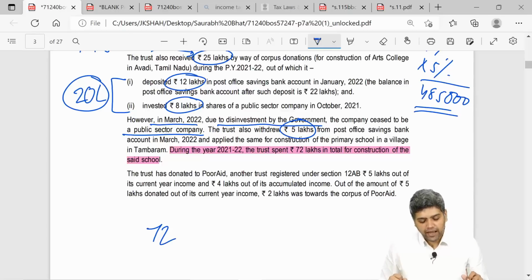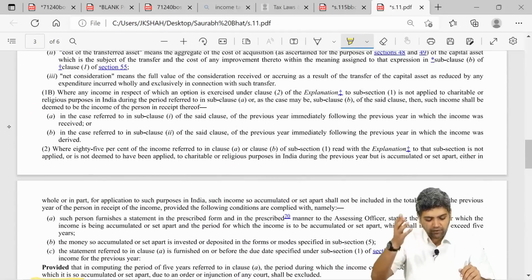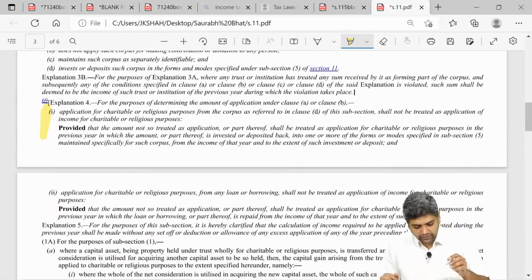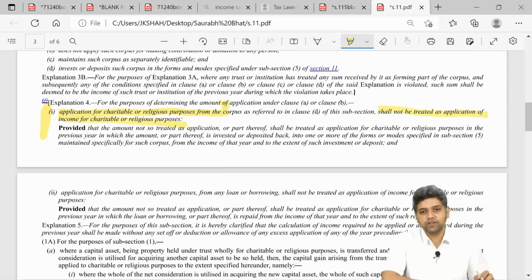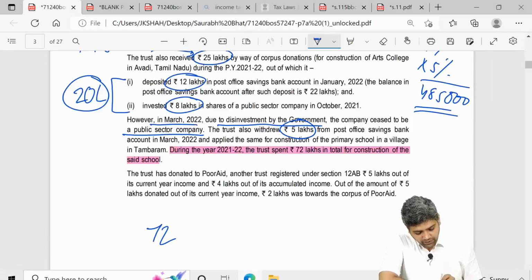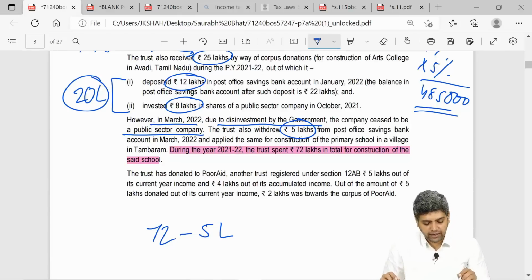as application. As a result, the government amended the provision of section 11, and this year's very important amendment, which we have gone through in class, says that any application of income for charitable or religious purpose from the corpus shall not be treated as application of income for charitable or religious purpose. So you received the corpus, you claimed an exemption. Now you spend the corpus, now again you cannot say that this is deductible, and therefore, friends, of the 72 lakhs total construction cost I incurred, 5 lakh rupees is out of corpus, so I will not get deduction for that.